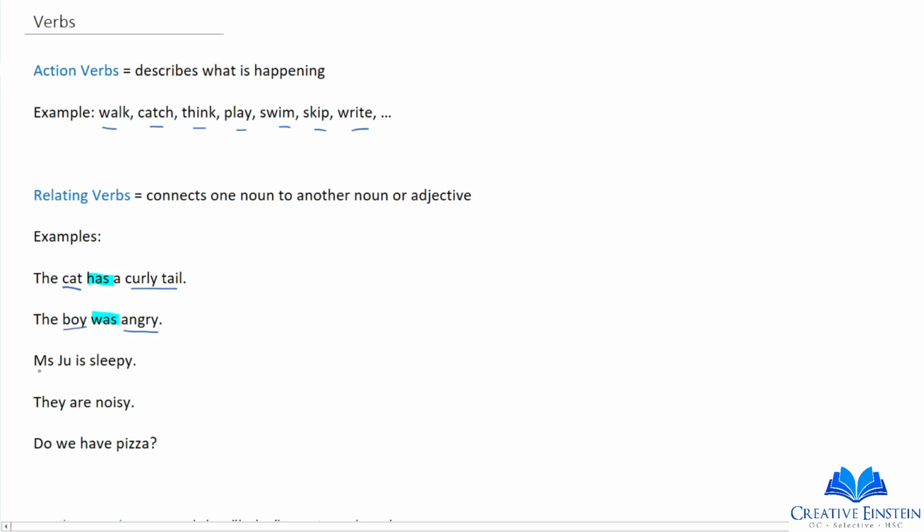Miss Ju is sleepy. So Miss Ju, me, being sleepy, the relating verb is. They are noisy, so relating them to being noisy, which means they are noisy, that's the relating verb. Do we have pizza? So we're asking we, pizza. The word that relates us both is have.